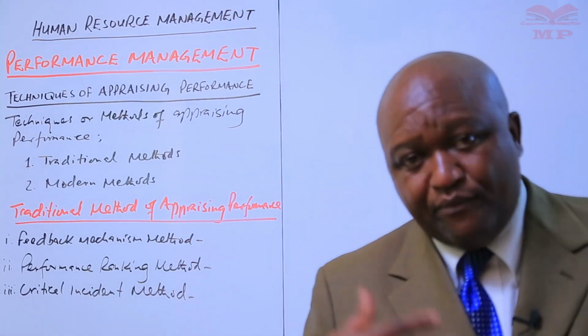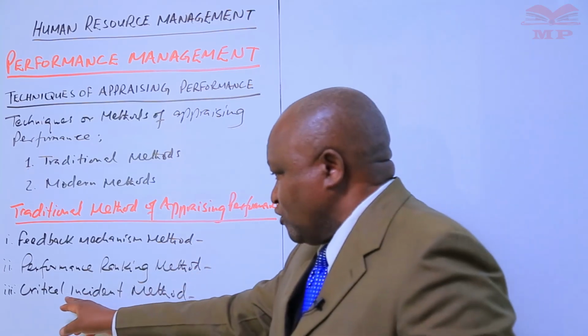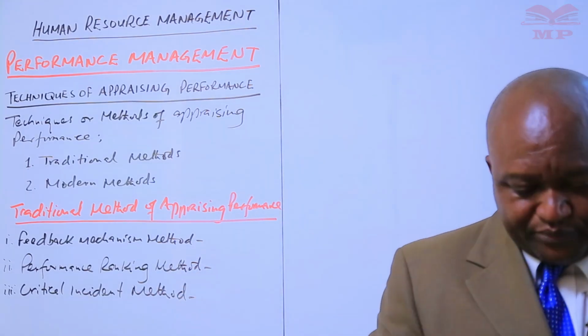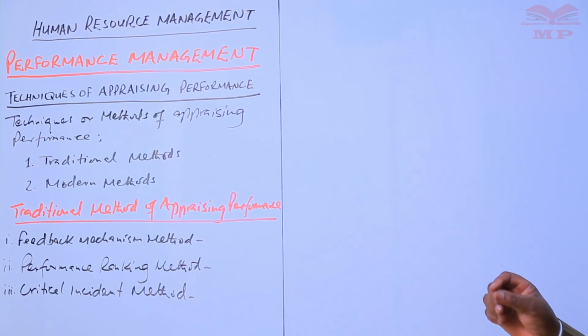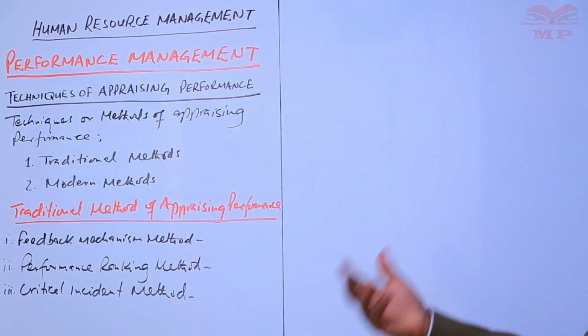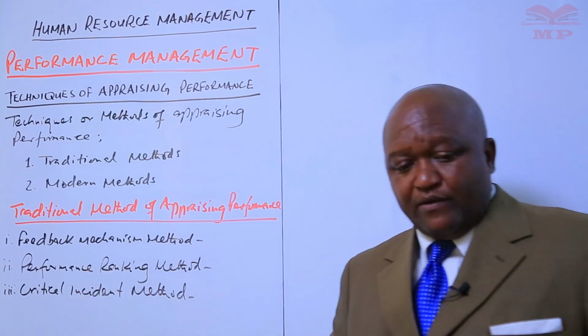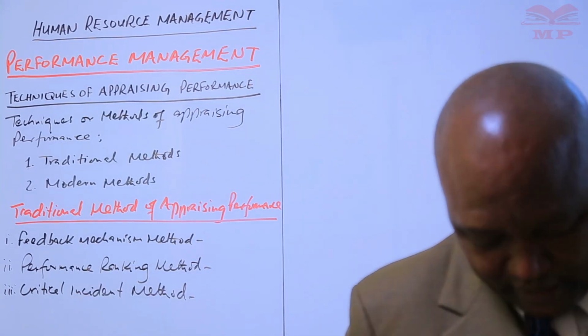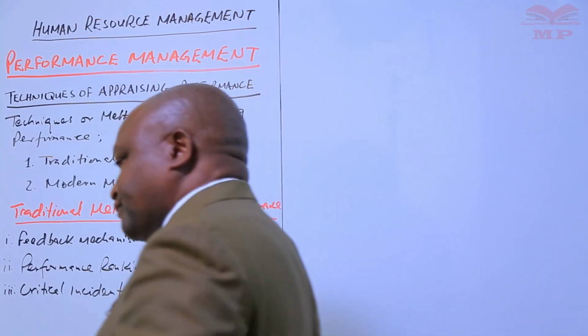Then when it comes to appraising the performance of that particular employee, these critical incidents are put into perspective, and the performance of that employee is evaluated as to whether it is good or satisfactory, whether it is very good or maybe excellent. Based on that, it is possible to evaluate the performance of a worker during a given period of time. Then you have the rating scale method.